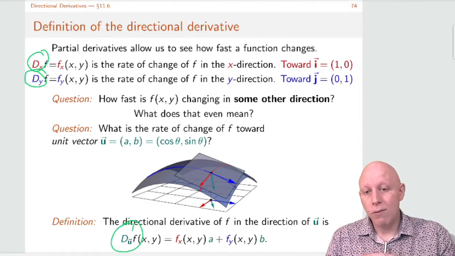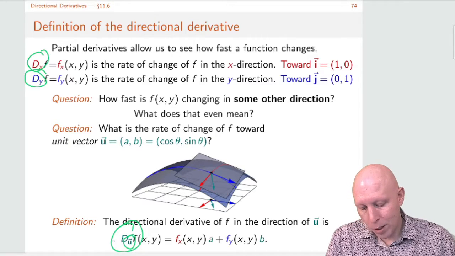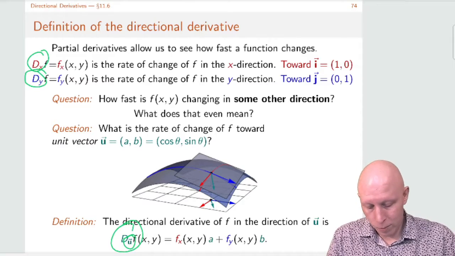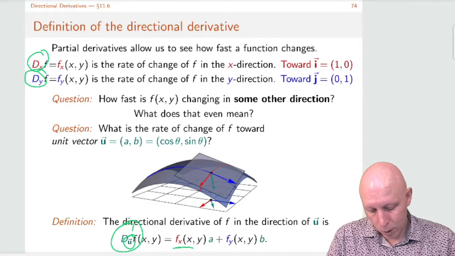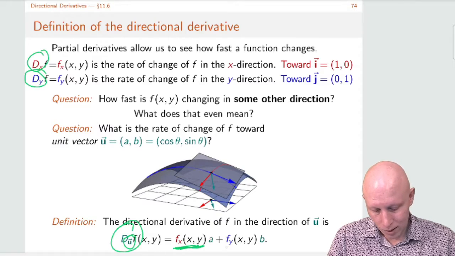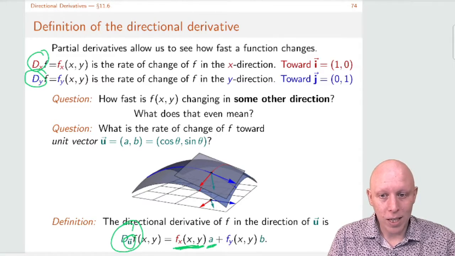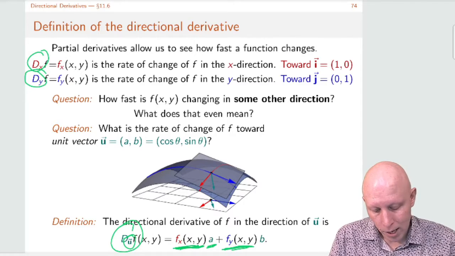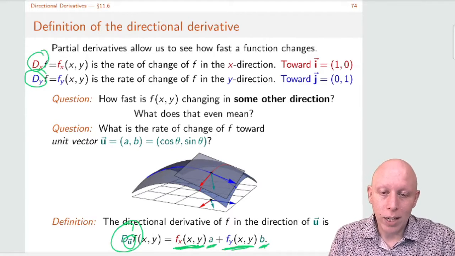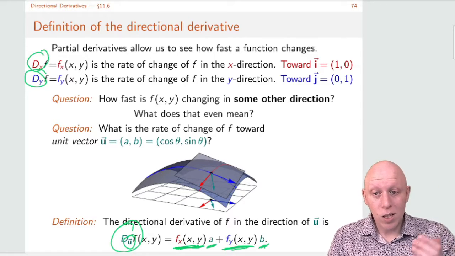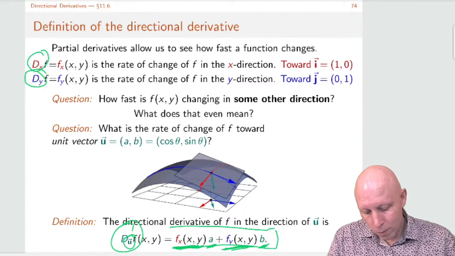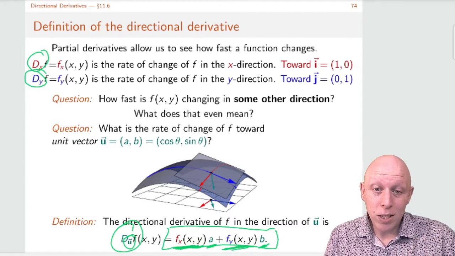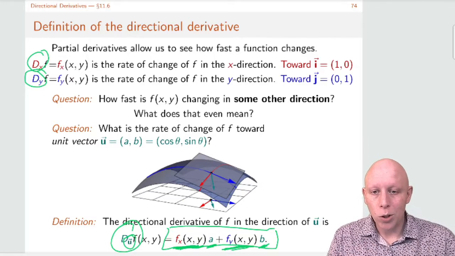How much is the function changing if we walk a step in the u direction? And it's really a simple formula. We've got some component of change in the x direction, and we've walked some amount in the x direction. And here we've got some amount of change in the y direction, and we've walked a little bit in the y direction. So putting those things together, this is our equation for how much the function is changing if we walk in the AB direction instead of either the x direction or the y direction.